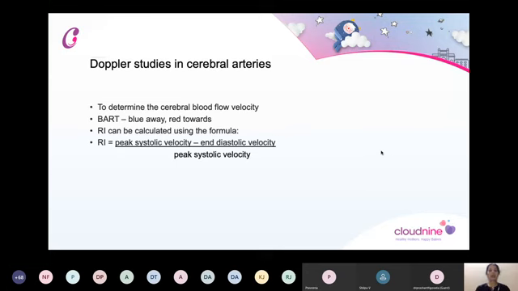But with cerebral blood flow, what we are focusing more on is looking at the resistance index to see whether the flow is good or not. So the resistance index can be calculated from the peak systolic and the end diastolic velocities. Most of the machines actually calculate and give the resistance index already. But if you just get these velocities, you can calculate it using the formula: peak systolic velocity minus the end diastolic velocity, divided by the peak systolic velocity.